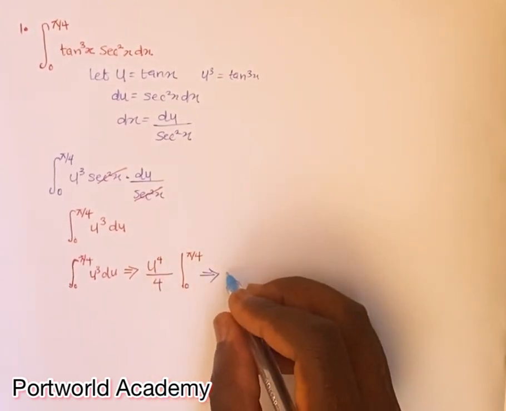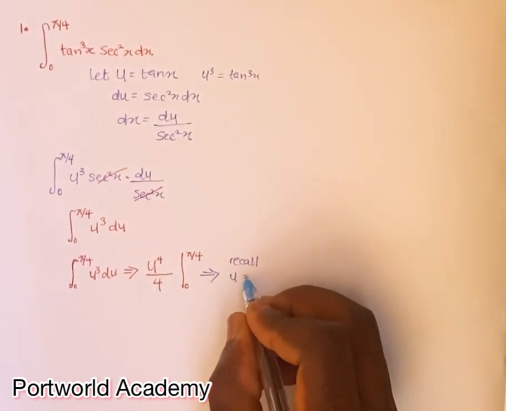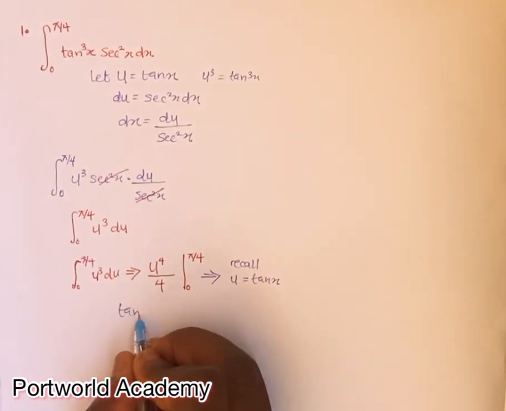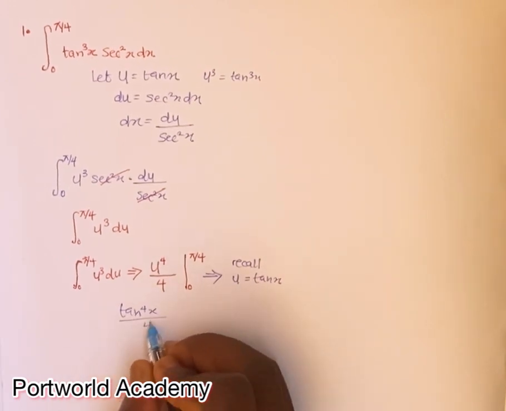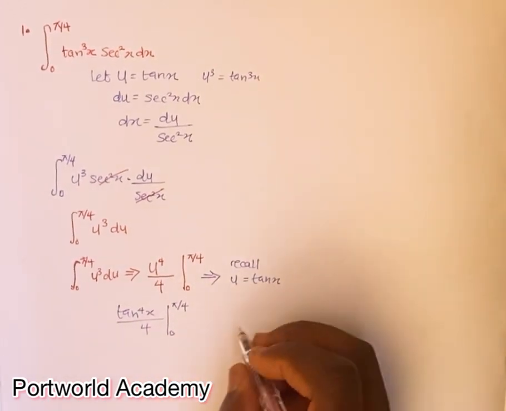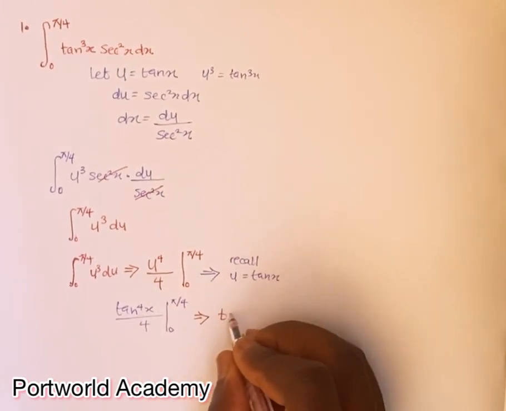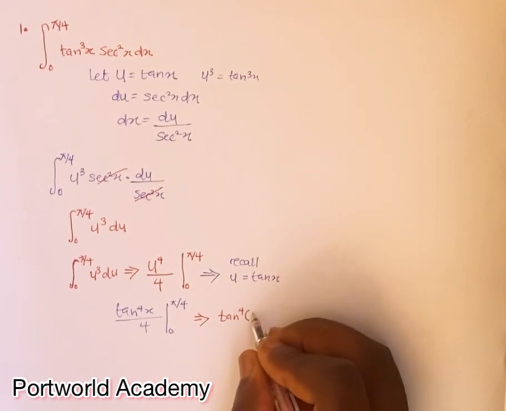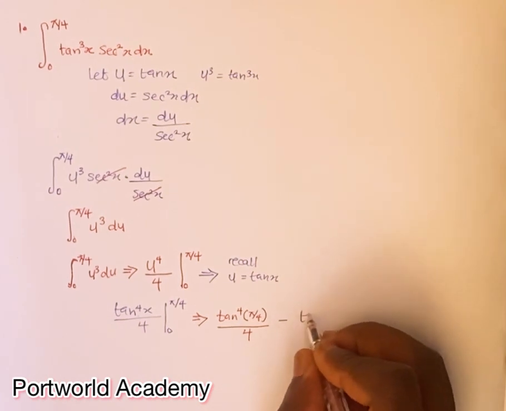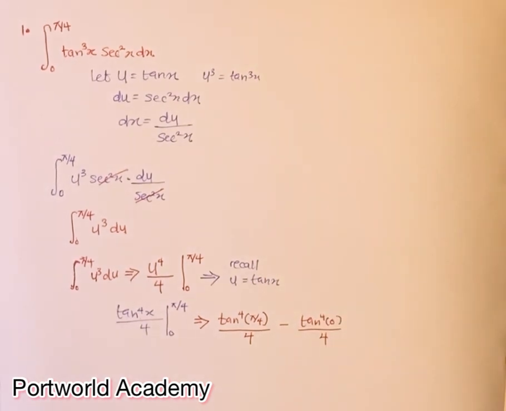If you recall, your u is what? That's tan x. So here you are going to have tan raised to the power of 4 x divided by 4 from 0 to pi over 4. So in this case, substituting the upper limit and also the lower limit, you're going to have tan raised to the power of 4 of pi over 4, divided by 4, then minus tan raised to the power of 4 of 0, divided by 4. So that's just it.